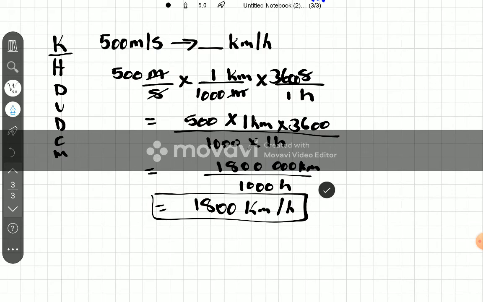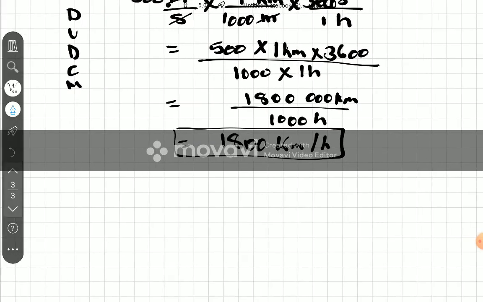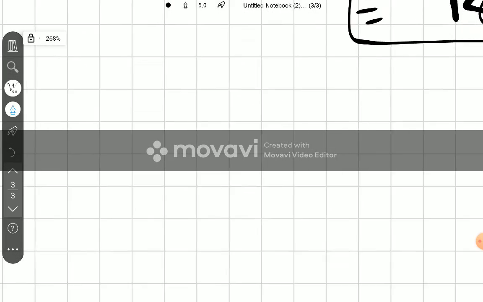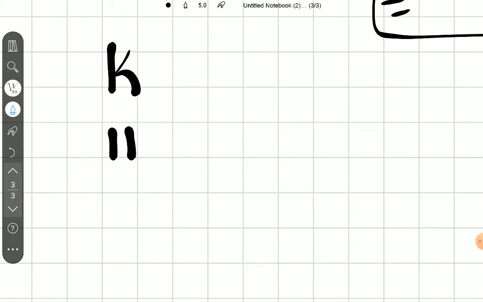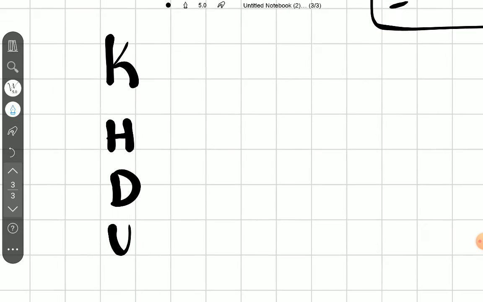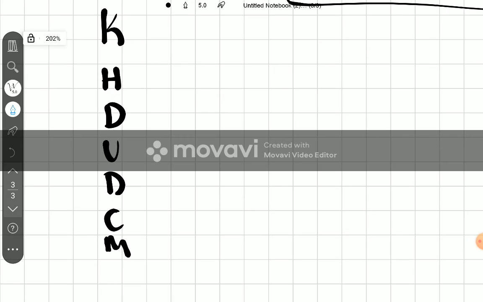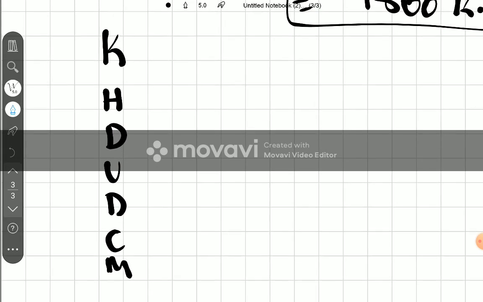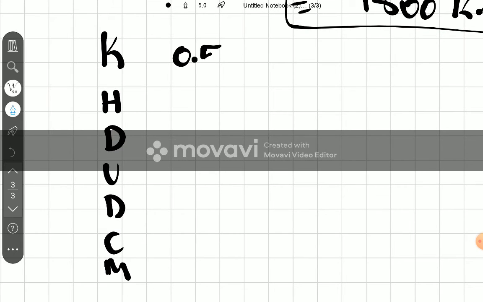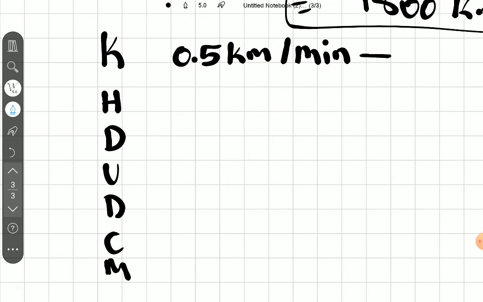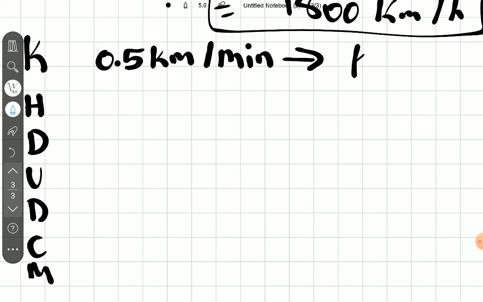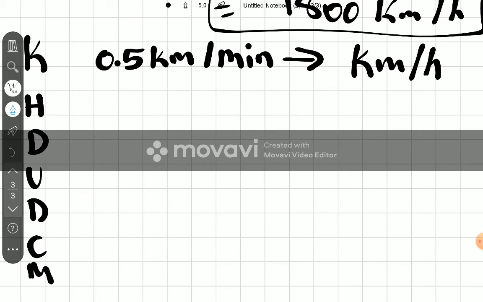I'll do one more example and I'll go a little slower. Okay, so we're gonna write down King Henry died unusually drinking chocolate milk. Okay, so let's say we want to go, this is a little bit more complicated, but 0.5 kilometers per minute into kilometers per hour. Actually, it is more complicated, but the units are actually simpler because kilometers are fine. So we want to convert the times.